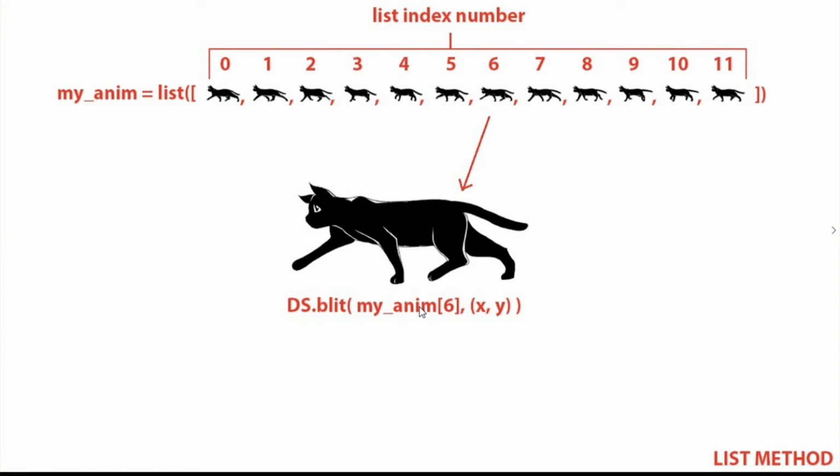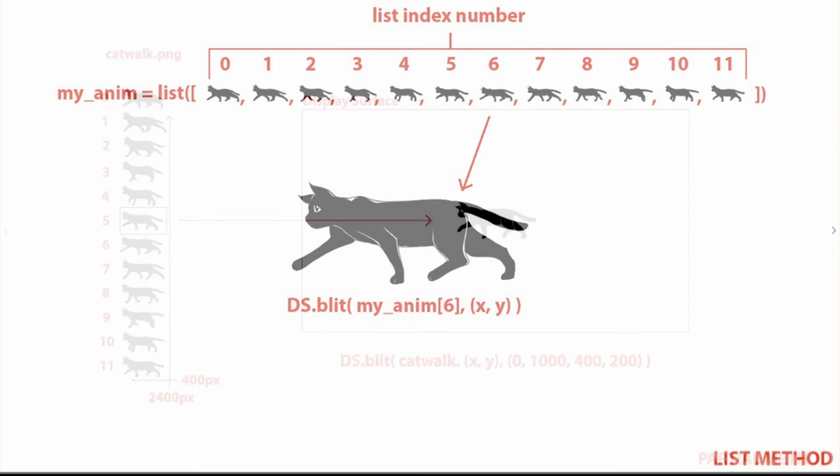The way we animate the sequence is to use a variable to index each image in the list and increment it on each iteration of the main loop. I'll show you an example of that in a bit. Let's go to the partial method.